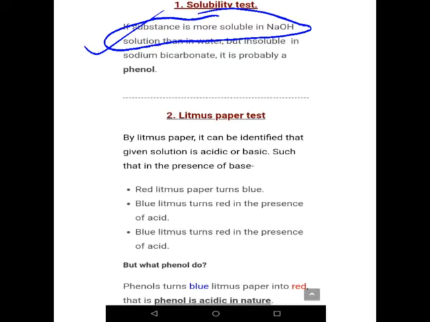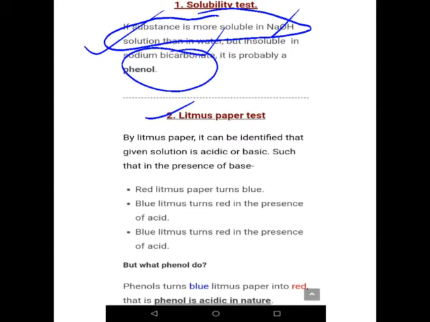What it tells us is, if we add phenol to water and to NaOH solution, it is more soluble in NaOH solution as compared to water. And second, if we add phenol to sodium bicarbonate solution, phenol is completely insoluble in it. So the solubility test tells us phenol is insoluble in sodium bicarbonate and more soluble in NaOH as compared to water. That is the first test, the solubility test.